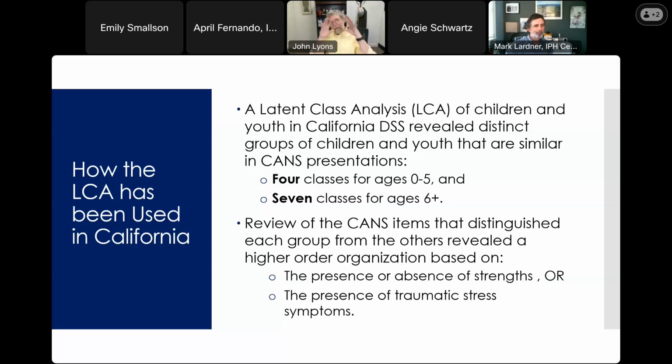So actually, if you picture this 63-dimensional space as a cloud, there are locations in that space. Every child is in a location. There are neighborhoods in that space. And what LCA does, it's a statistical procedure that allows you to identify groupings of kids who are more like each other than they're like other kids. We apply that separately to little kids and to school-age kids.